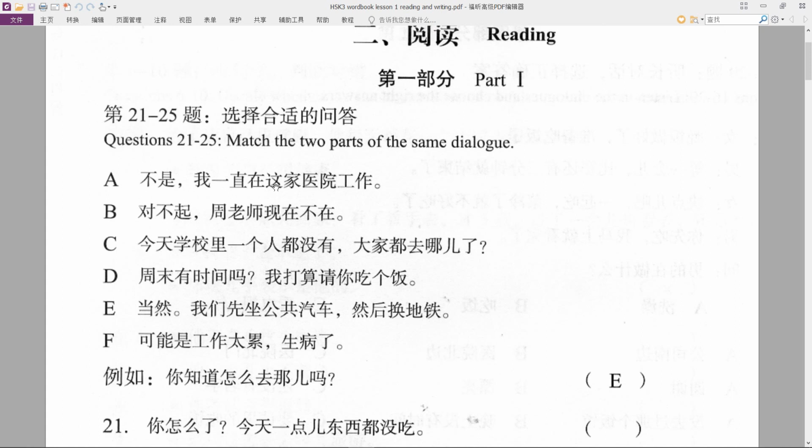B, 对不起, sorry, 周老师现在不在. 周老师, Teacher Zhou, or we can say Mr. or Mrs. Zhou. 现在, now, 不在. Literally, we translate 不在 as not at, not in. It means not here. So: sorry, Mr. or Mrs. Zhou's not here.